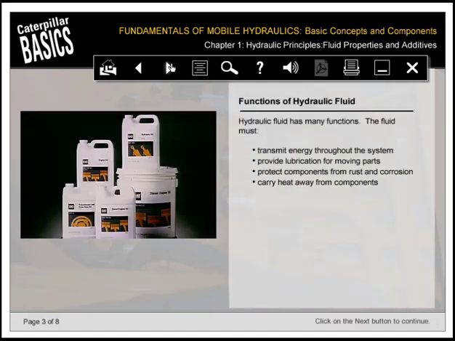Hydraulic fluid has many functions. The fluid must transmit energy throughout the system, provide lubrication for moving parts, protect components from rust and corrosion, carry heat away from components.